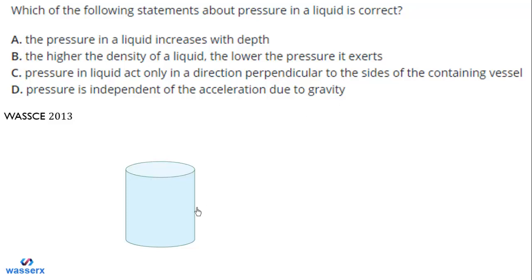So when we fit side tubes to this vessel, you realize that the speed with which the water or the fluid comes out or spills out will be greatest at the lowest point over here. So that tells us that the pressure at any point in the liquid increases with depth. Therefore, the correct answer will be option A.